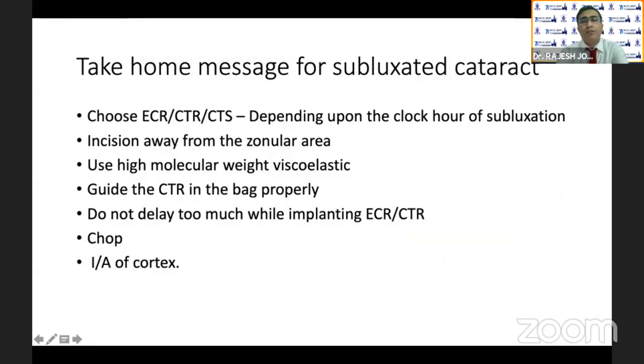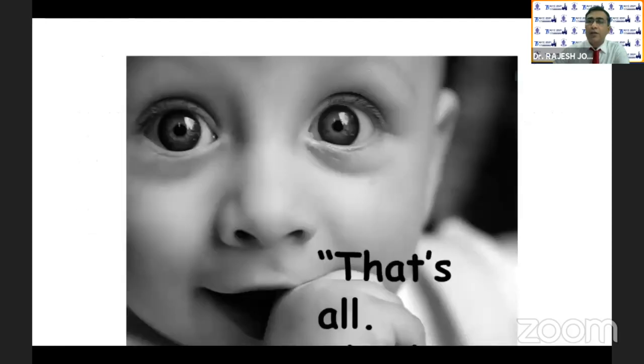So the take home message from this lecture is to choose ECR or CTR, capsular tension ring, depending upon the clock hours of subluxation. The incision should be away from the zonular area. Use high molecular weight viscoelastic to plug the dehiscence area. Guide the capsular tension ring in the bag properly. Do not delay too much while implanting the endocapsular ring, and prefer the CHOP technique and irrigation aspiration of the cortex by the tangential technique instead of aspirating the cortex in a radial manner.